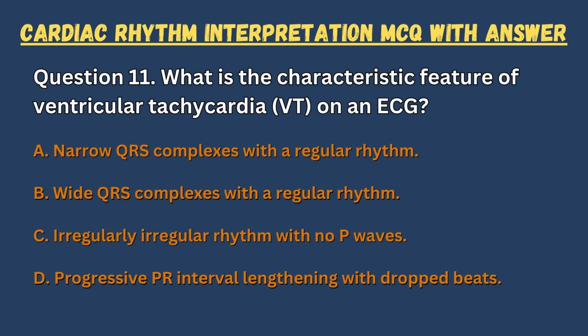Question 11. What is the characteristic feature of ventricular tachycardia, VT, on an ECG? A. Narrow QRS complexes with a regular rhythm. B. Wide QRS complexes with a regular rhythm. C. Irregular rhythm with no P waves. D. Progressive PR interval lengthening with drop beats.